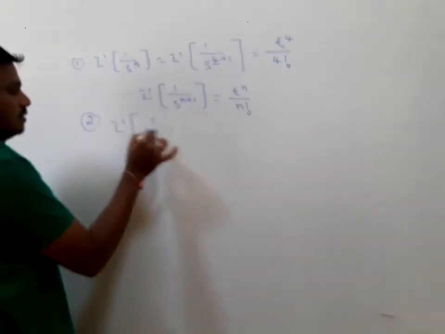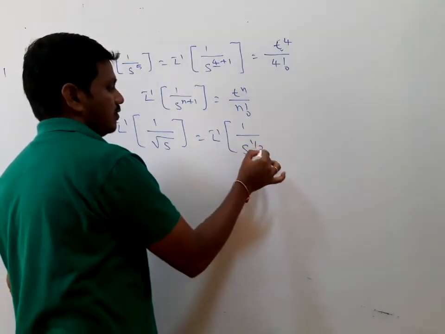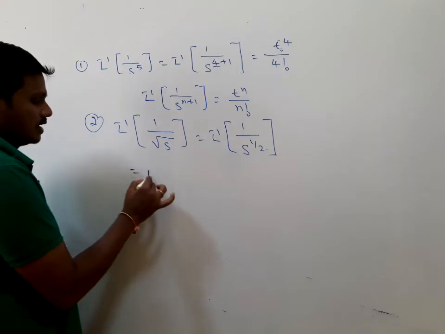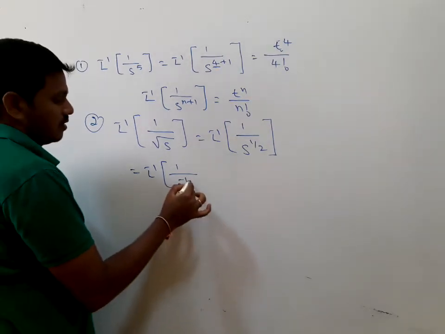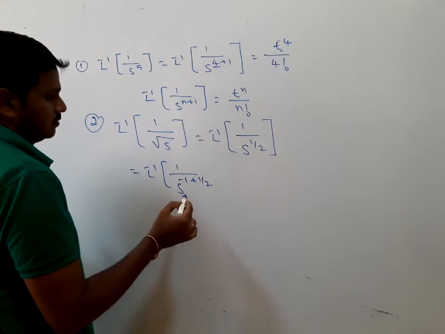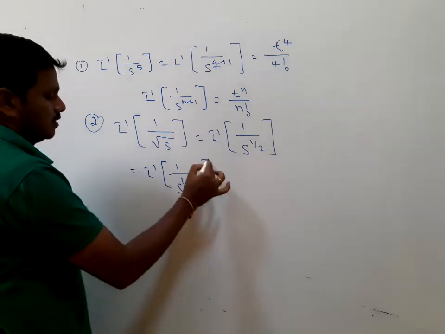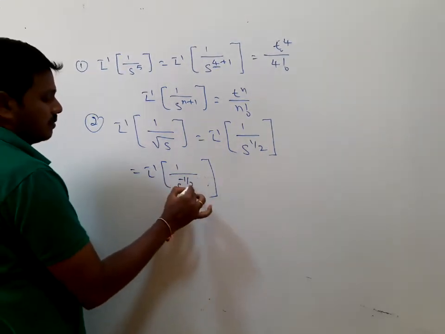Next, evaluate L inverse of 1 by root s. This is L inverse of 1 by s to the power of 1 by 2. Here the exponent is not a positive integer, so we can write it as some constant plus 1. So 1 by 2 can be written as L inverse of 1 divided by s to the power of n plus 1. Sorry, n plus 1 equals 1 by 2, so n is minus 1 by 2. Better to write it as minus 1 by 2 plus 1. Is it clear?